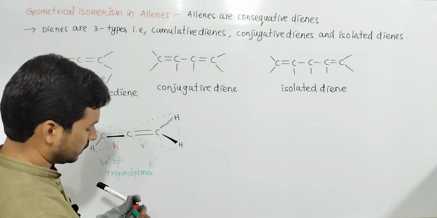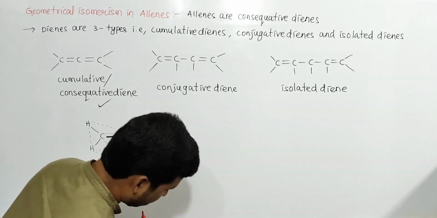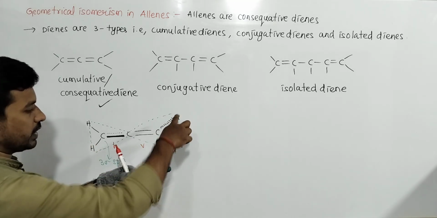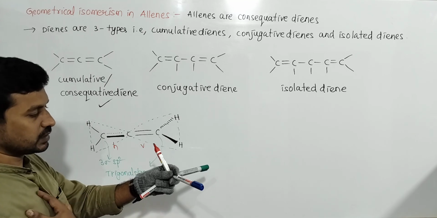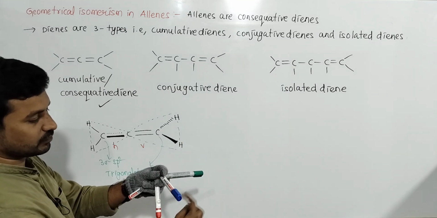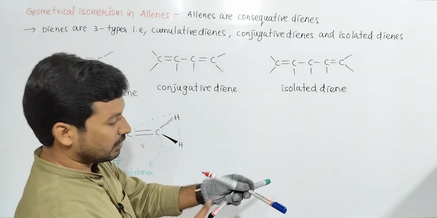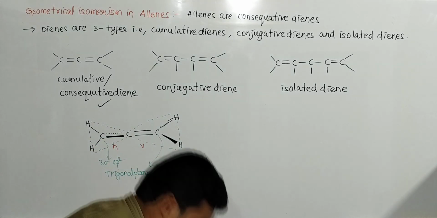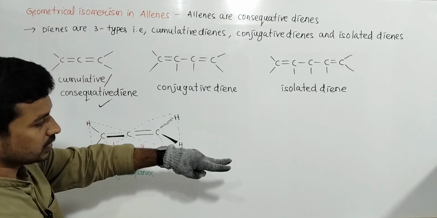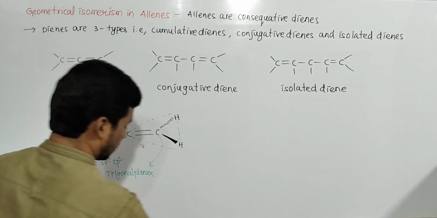Here two hydrogens are like this, vertical, and two hydrogens are horizontal. So then cis-trans isomerism is not possible. Cis-trans isomerism is possible only if all hydrogens are vertical, or all hydrogens are horizontal. Then only cis-trans isomerism is possible. But here these two hydrogens are like this, and these two hydrogens are like this. So cis-trans is not possible. If like this, cis-trans is possible.